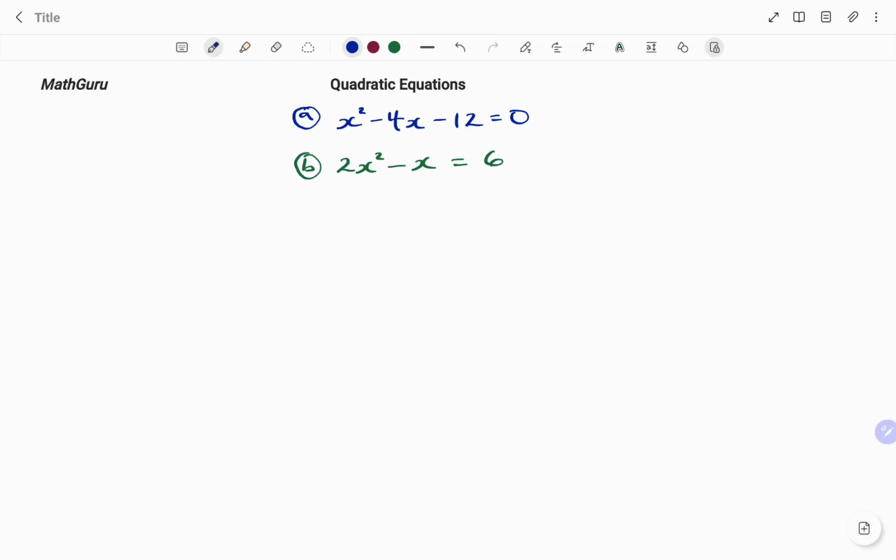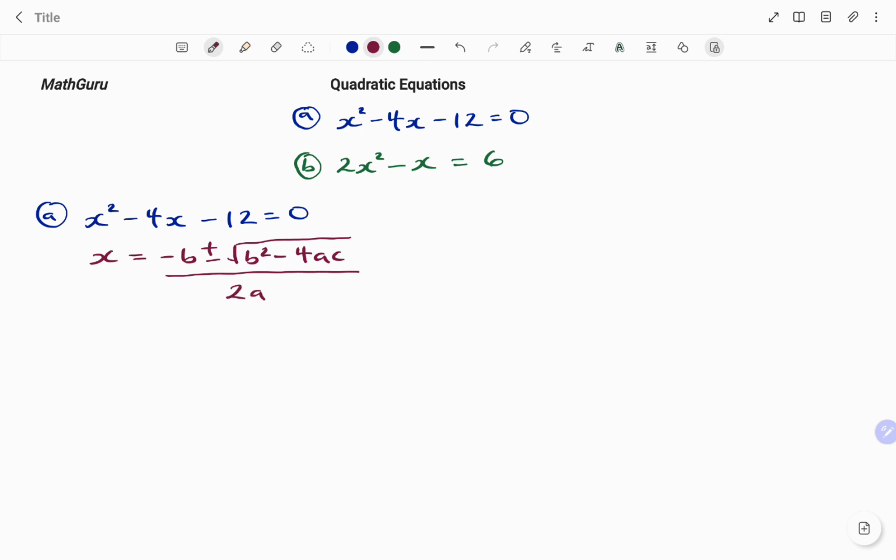In this video, I'm going to show you how to solve the following quadratic equations using your quadratic formula. In my first example, I have x squared minus 4x minus 12 equals 0. To solve using the quadratic formula, the value of x equals minus b plus or minus the square root of b squared minus 4 times a times c, all divided by 2a.